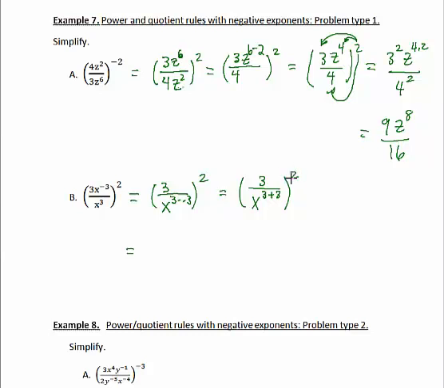We keep the 2 outside parentheses because we haven't applied the power rule yet. And so finally on the inside we have an x to the 6th power. And there's nothing left to do other than to apply this power of 2 to the exponents on the inside. And so we get a 3 squared, an x to the 6 times 2, which turns out to be a 9 over an x to the 12th power.